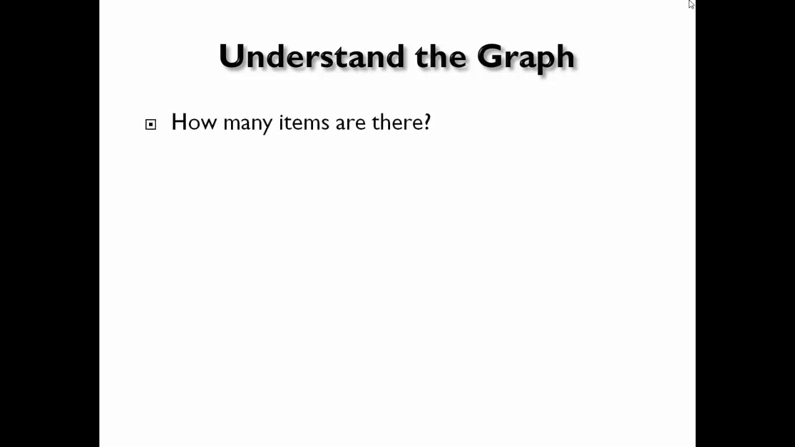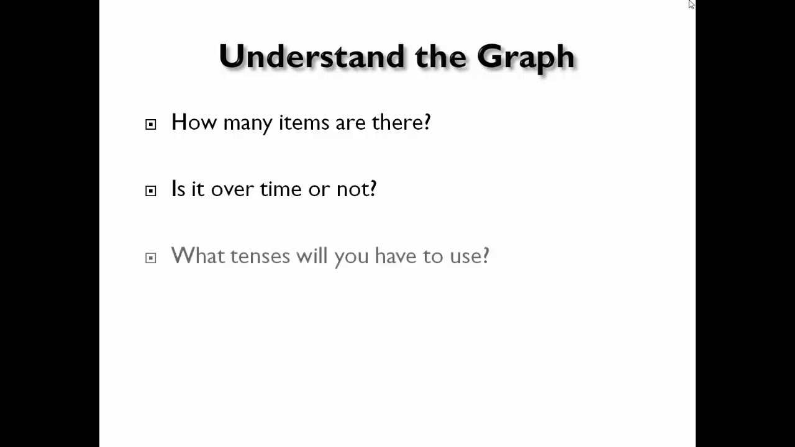You'd have to think about how many items are there. If there are 2 graphs, how many items are there in graph 1 and how many items are there in graph 2? Is it over time or not? So does it begin in the past, say 100 years ago or 50 years ago, and does it run up to the future? If it is over time, that is going to affect your answer. What tenses will you have to use? So is the data from the past, present, or is it a projection into the future?